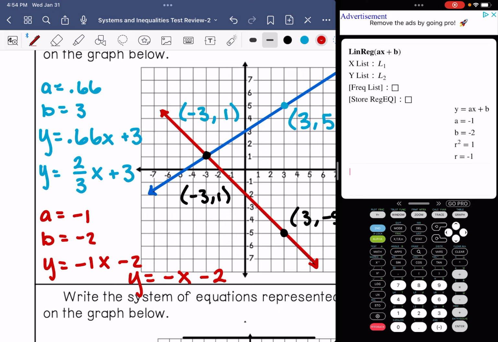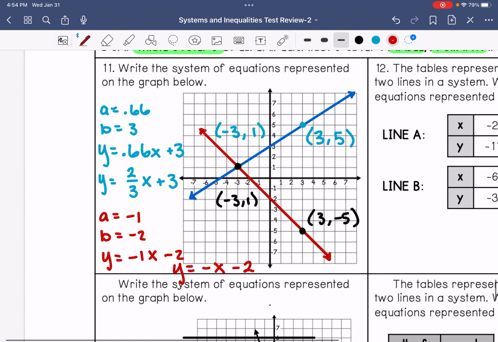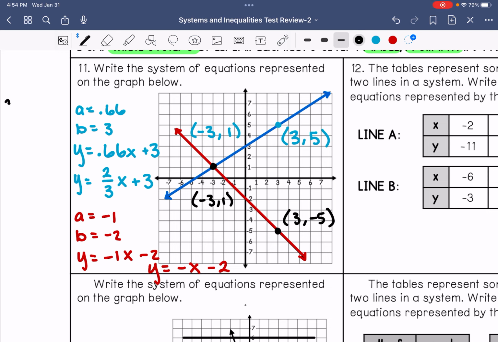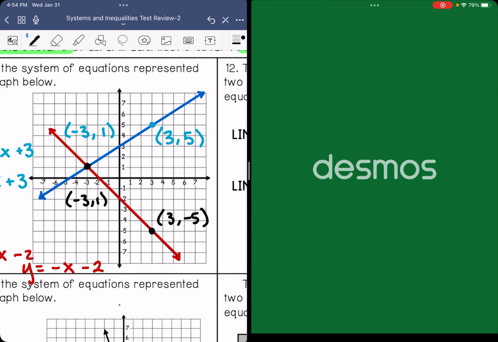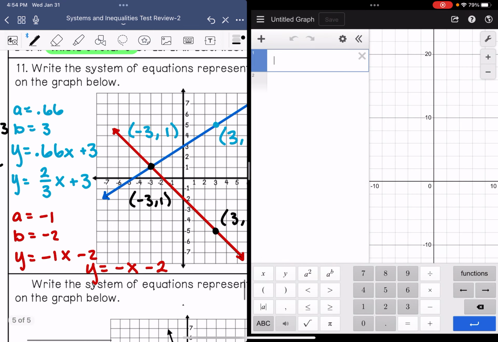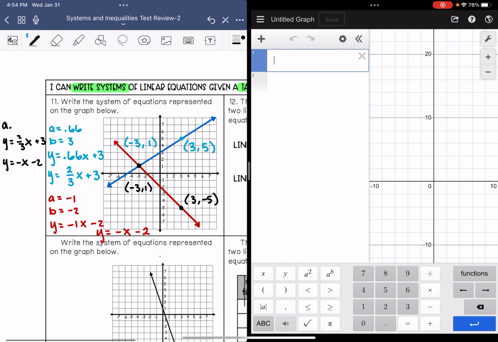Another way you could do these, if we had answer choices, and let's say answer A was the correct answer, and it said y equals 2/3 x plus 3, and y equals -x minus 2. Another way you could do this is you could check all your answer choices in Desmos. So for this one, I'm going to go ahead and type in those answers we got. We know it's right, but I would just show you how to check it.